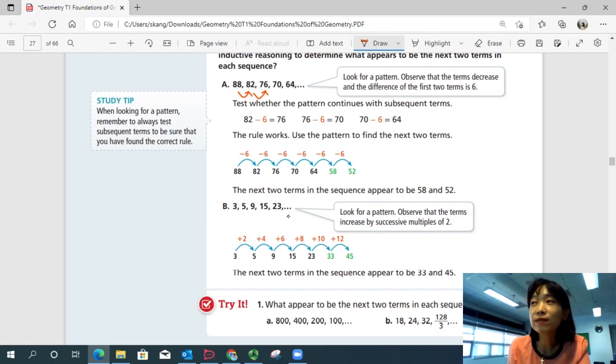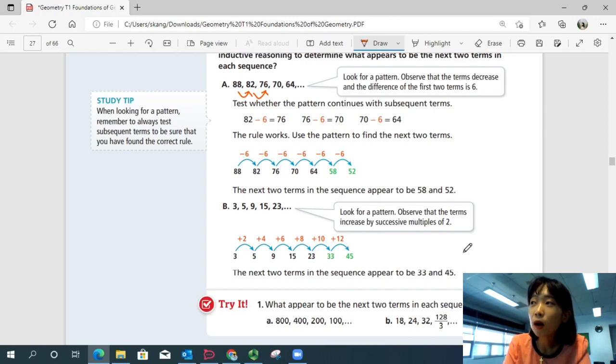Every time we're adding different numbers, but do we see a pattern? 3 to 5 is plus 2, 5 to 9 is plus 4, and then plus 6, 8, 10, 12, and so on. So we see a pattern with the number that's added for each term. The number that is added for each term is increasing by 2, right? So we can use that pattern to predict the next two terms, which is 33 and 45. So now it's your turn.